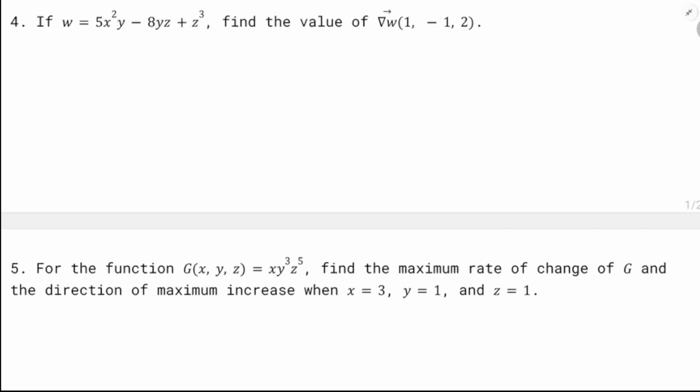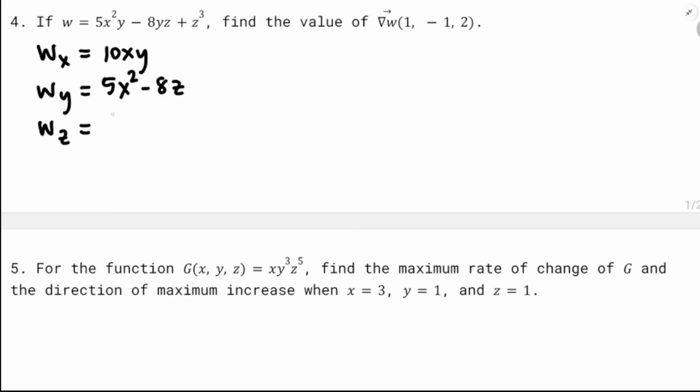Okay, so over here, I've got w equals 5x squared y. Find the value of the gradient of w at 1, -1, and 2. All right, so I'm going to need to find my partial derivatives. Wx is going to be 10xy minus 0 plus 0. Okay, that was easy enough. W with respect to y would be 5x squared minus 8z. And then the derivative of w with respect to z is going to be -8y plus 3z squared.